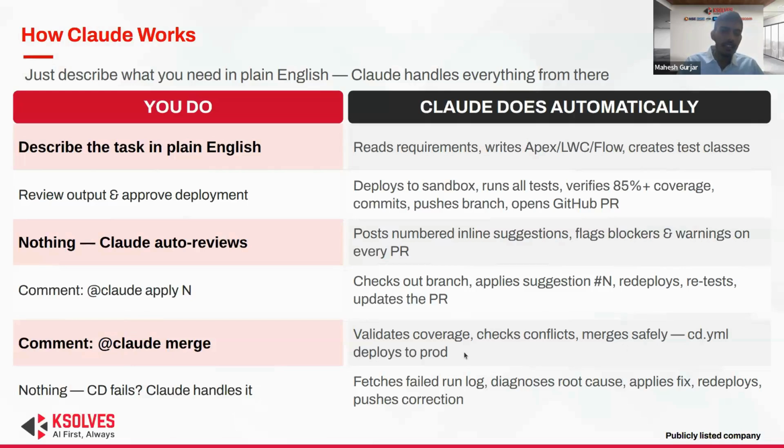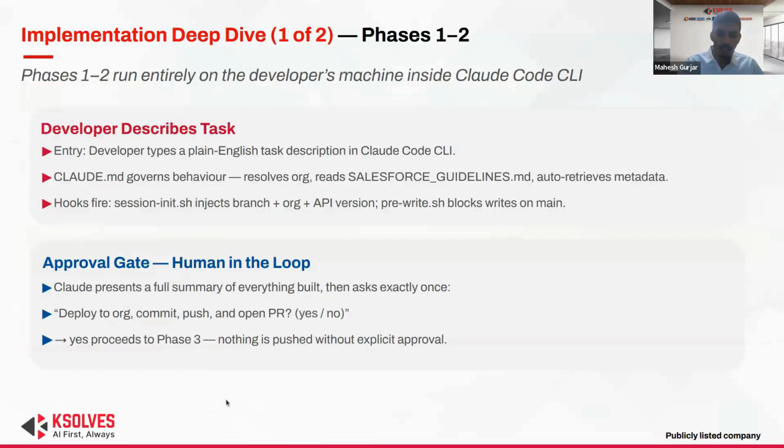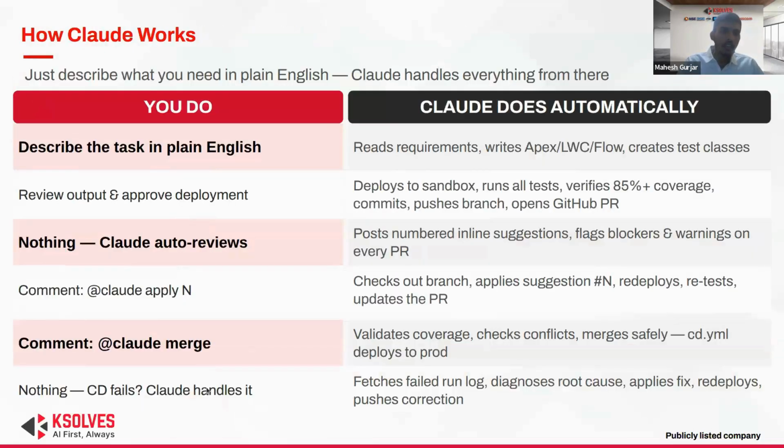But if there is any failure, you have to do nothing at that moment as well. Claude automatically handles it. Okay, let me go back to that slide. So if the production deployment fails, Claude automatically fetches the failure logs, diagnoses the root cause, and opens a fix PR for you to review. So the pattern is clear, right? You just make the decisions and Claude does all of the work for you.